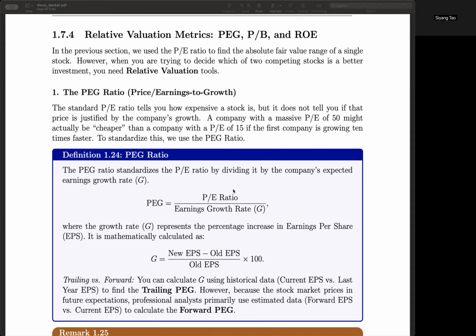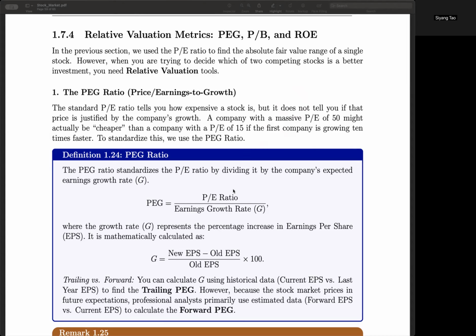In our last video, we used the PE ratio to find the absolute fair value range for a single stock. But what happens when you are staring at two competing companies in the same industry, and you need to decide which one is the better investment? To do that, we have to use relative valuation tools.